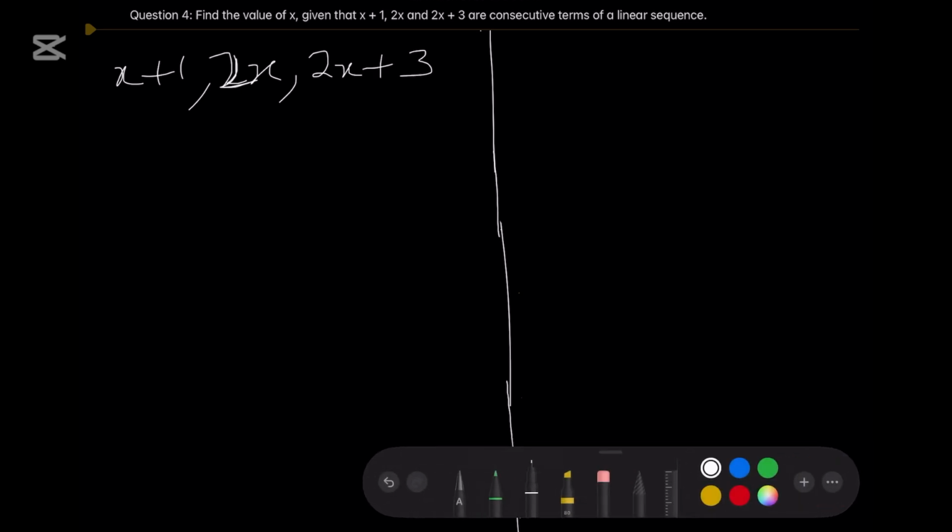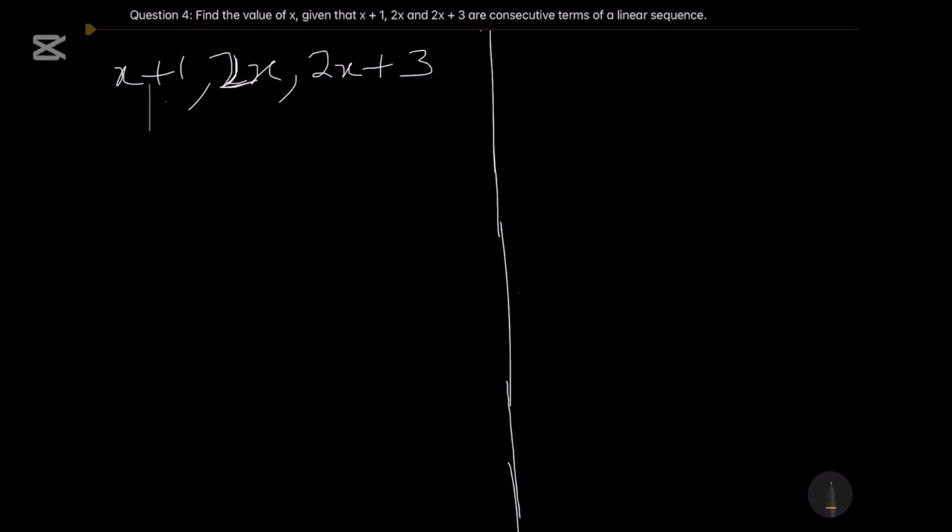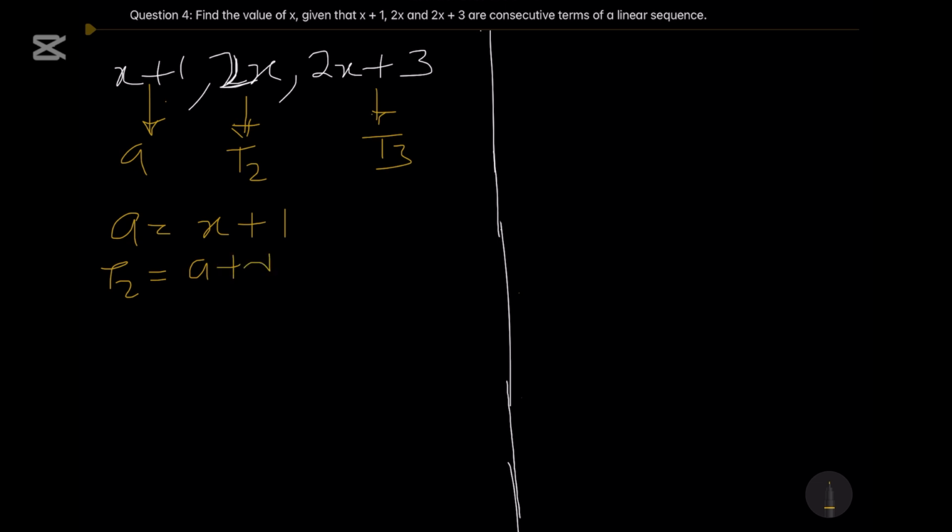So we can say these are the first term, these are the second term, and these are the third term. We already know our first term according to the given: our first term is x plus 1. Then our second term, which is A plus D, is equal to 2x, and our third term, which is A plus 2D, is equal to 2x plus 3. We have been told that these are consecutive terms of a linear sequence.